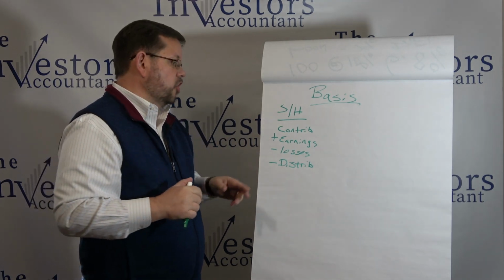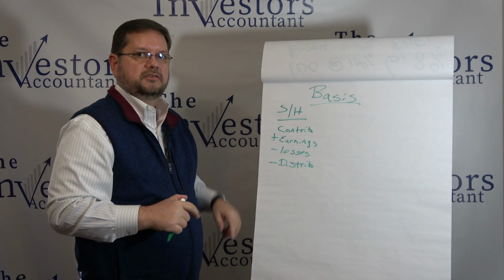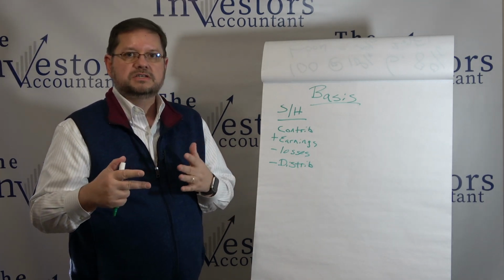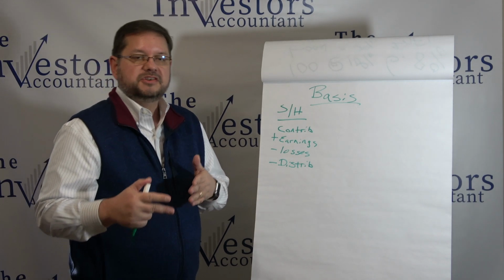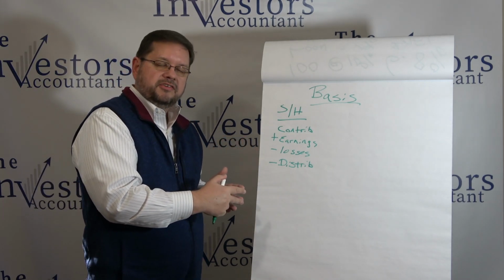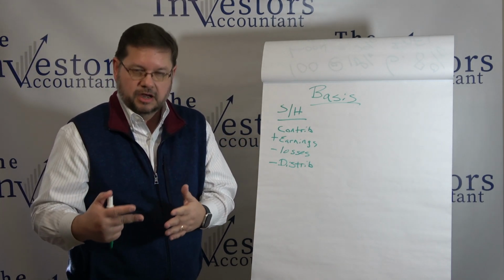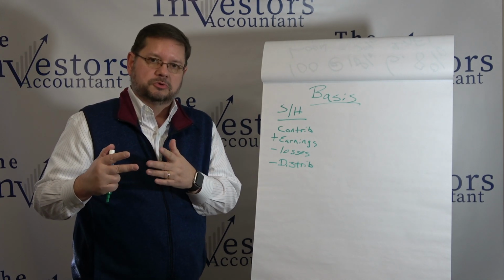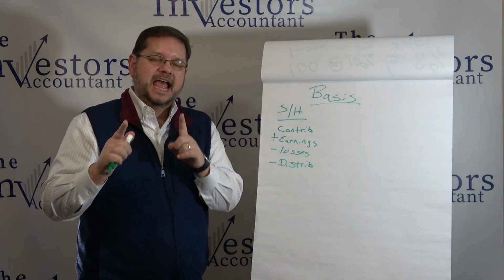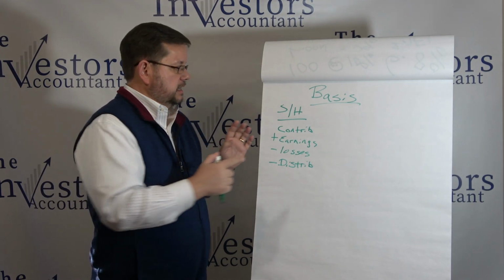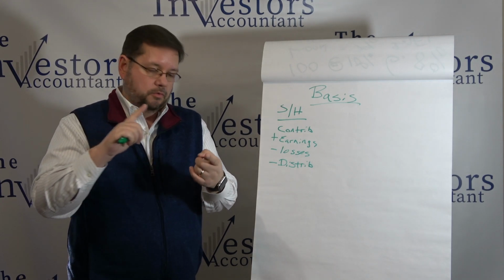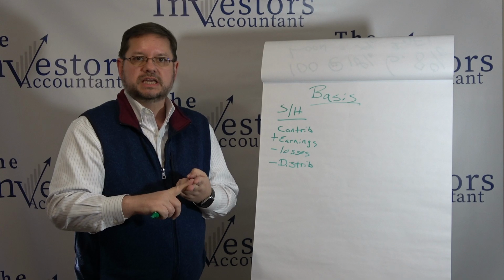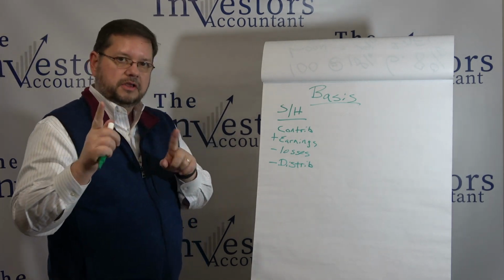Now, that determines how much loss we can deduct, but it also determines how much in distribution we can take out. So if you have $10,000 in basis, you can write off up to $10,000 of losses, or take $10,000 in distributions. But if you have a negative $10,000 in this basis, you can't write anything off against it, and you cannot take any distributions out. Okay? What's the other kind of basis?